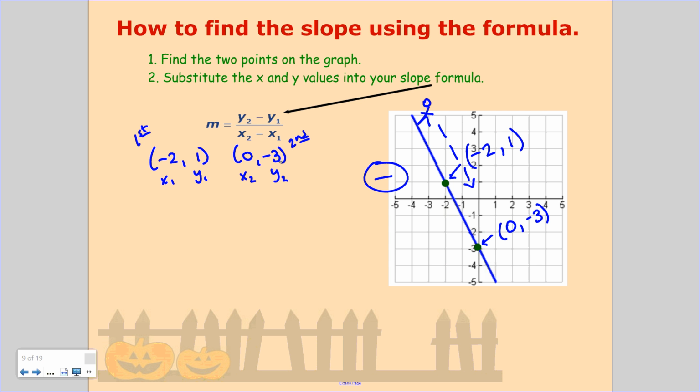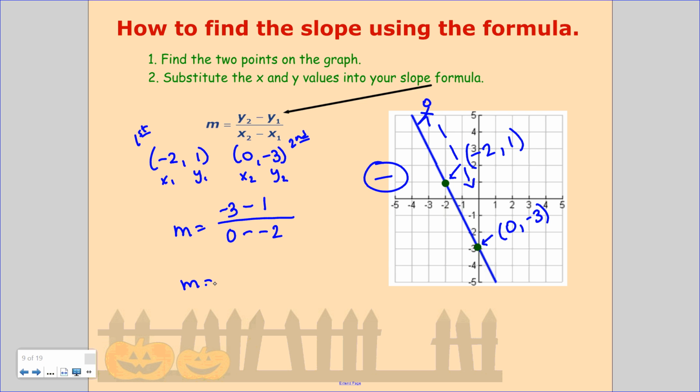Now we're going to fill in the values to our formula. So m equals, y2 is first. So y2 comes from the y value of our second point. I'm going to put that first, minus y1. And y1's value is the y of the first point, which is 1, over x2 minus x1. Now you'll notice x1 is a negative 2. So we actually have a double negative here, minus a negative 2. And it's important that you write that.